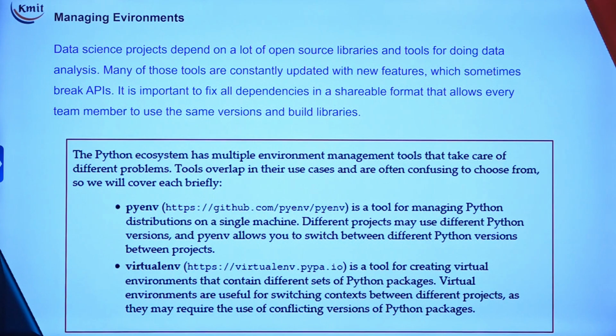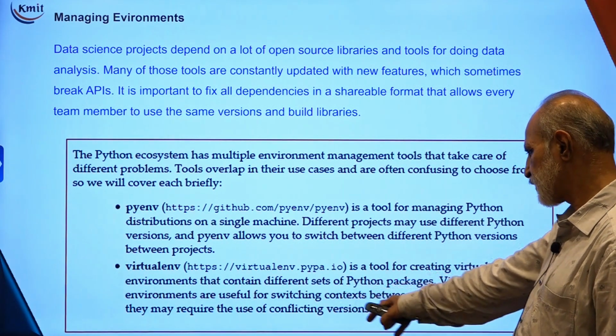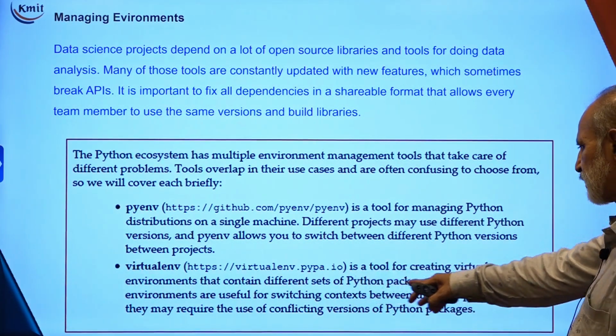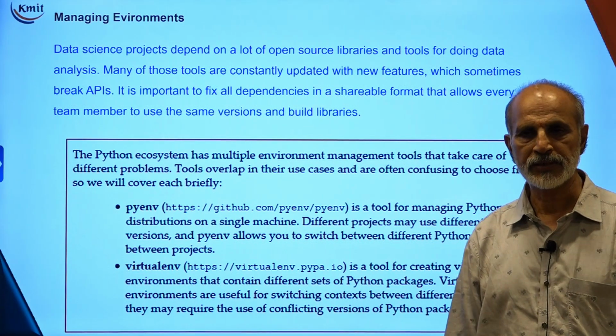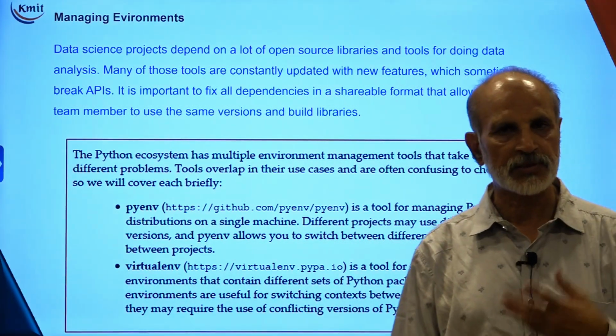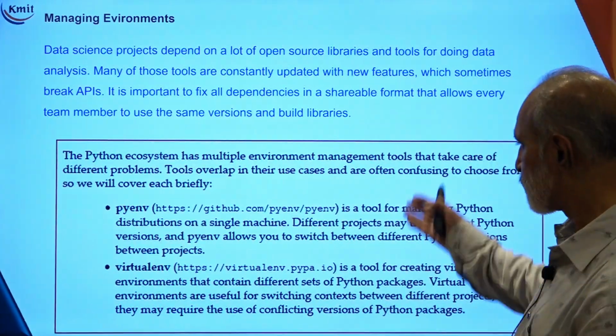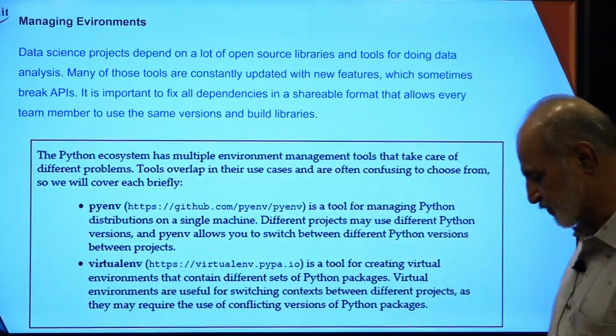Second is virtual environment. It's a tool for creating virtual environments that contain different types of Python packages. Virtual environments are useful for switching context between different projects that may require conflicting versions of Python. So whether you are using version 2.3 or 3.0 or 3.1, you can use these libraries for an ecosystem.